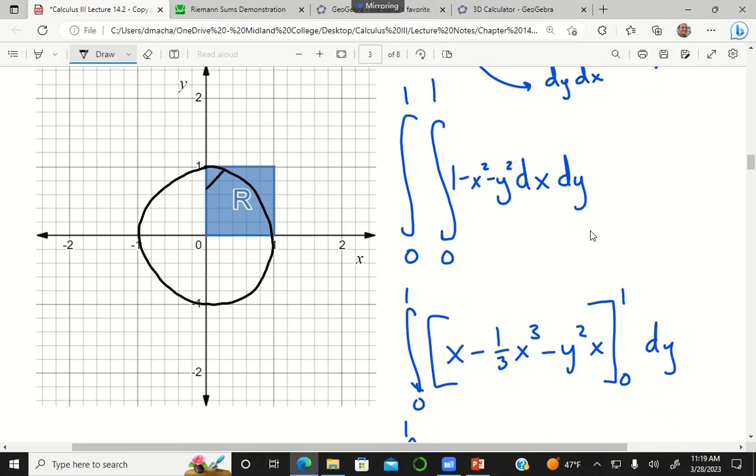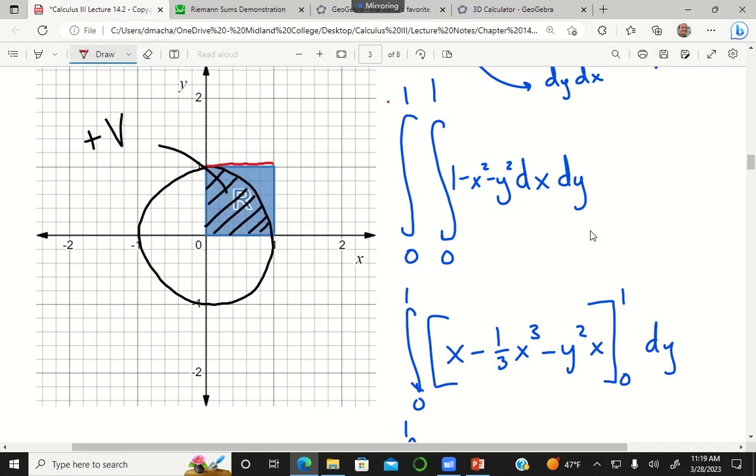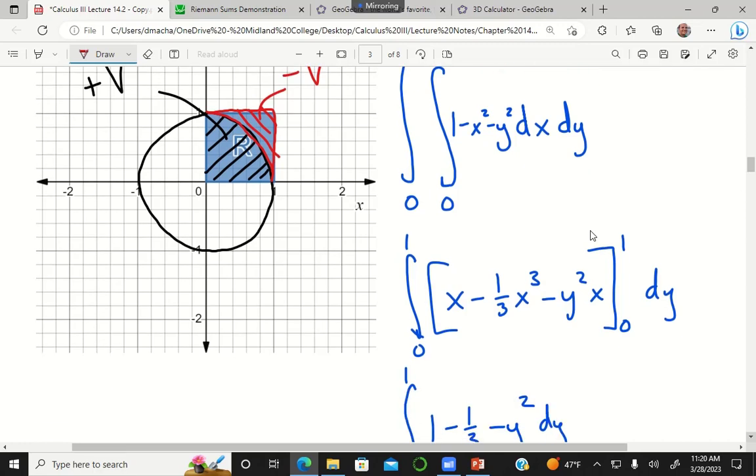So this region in the first quadrant, bounded by my unit circle, is going to have positive volume when I take that integral. And then this region out here, in the rest of this square, is going to give me negative volume when I take the double integral. So I need to split this up. Instead of just having one double integral, I'm going to have two double integrals, and that way I can be sure to flip the sign on that part.